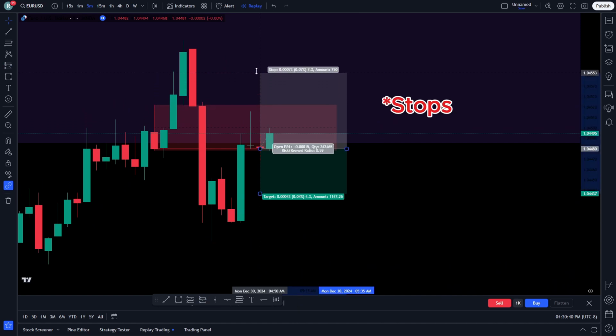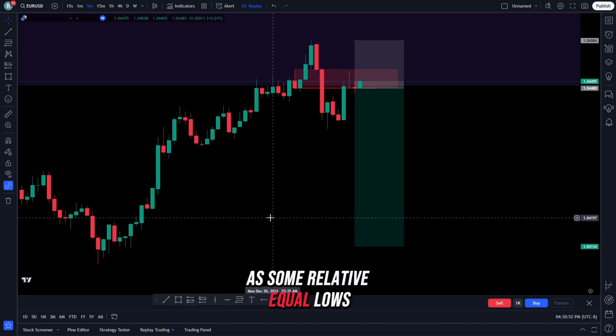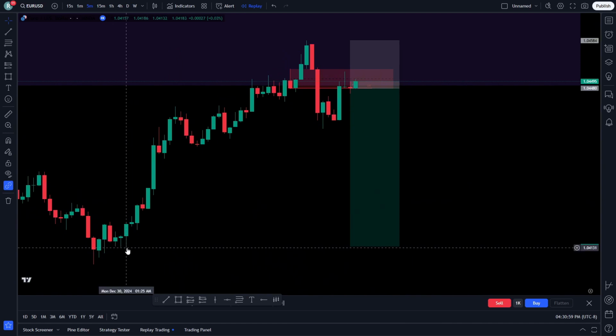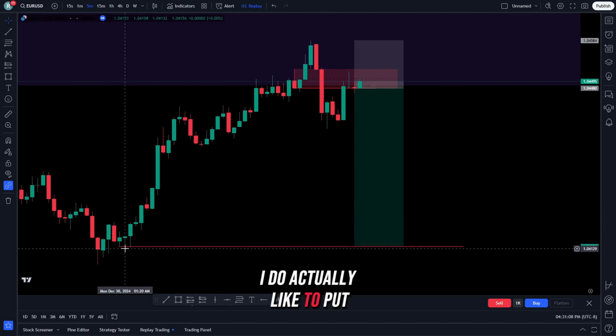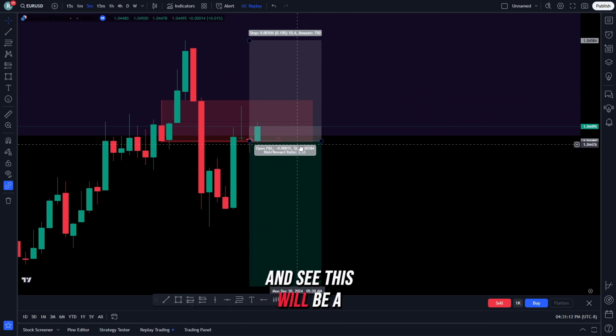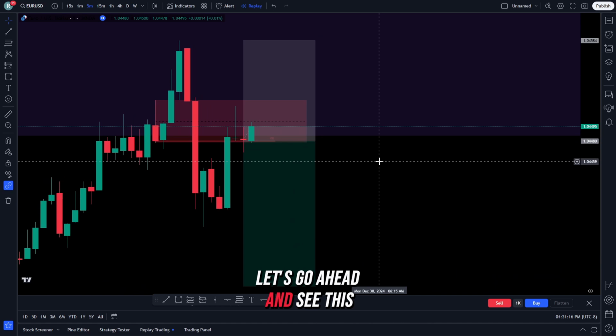Then we're going to set our stop and take profit at some relative equal lows. What I mean by that is, as you can see, these are pretty equal here. These wicks, 1, 2, 3, are pretty equal. I do actually like to put my target right there. So let's go ahead and see. This will be a 1 to 3.33 risk reward. Let's see how this plays out, guys.